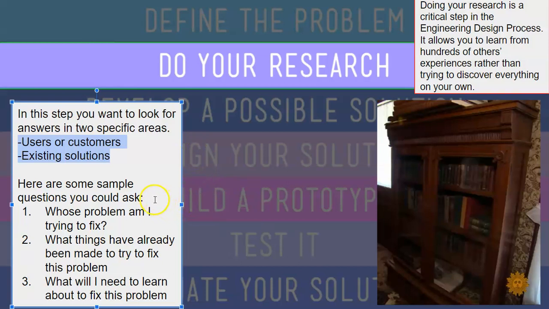Here are some sample questions you could ask. Whose problem am I trying to fix? What things have already been made to try to fix the problem? What will I need to learn about to fix this problem? So these are just questions to get you going, but you're really looking at these 2 categories. Users, who's going to use this, and existing solutions. Are there other solutions already? That's in doing your research.